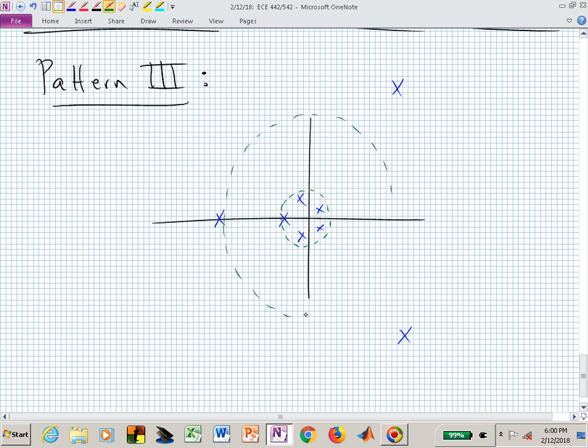Did anyone go out over the weekend and buy some dividers? How about a compass? I need a compass now, don't I? But that's supposed to be two circles.